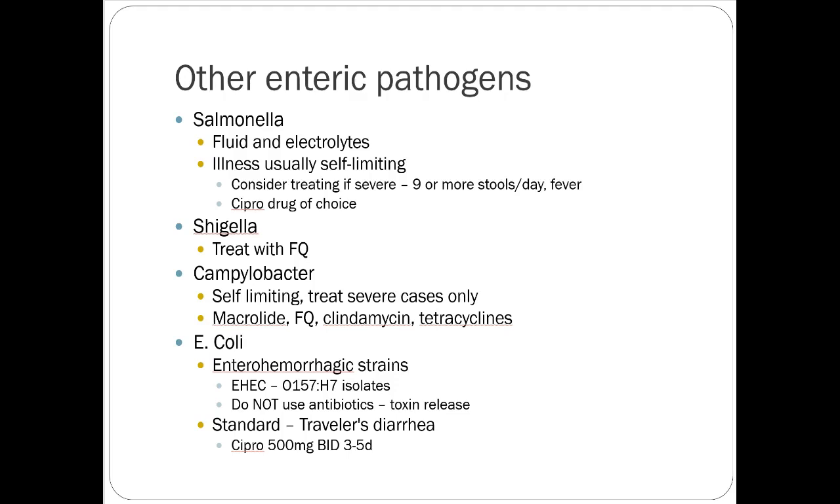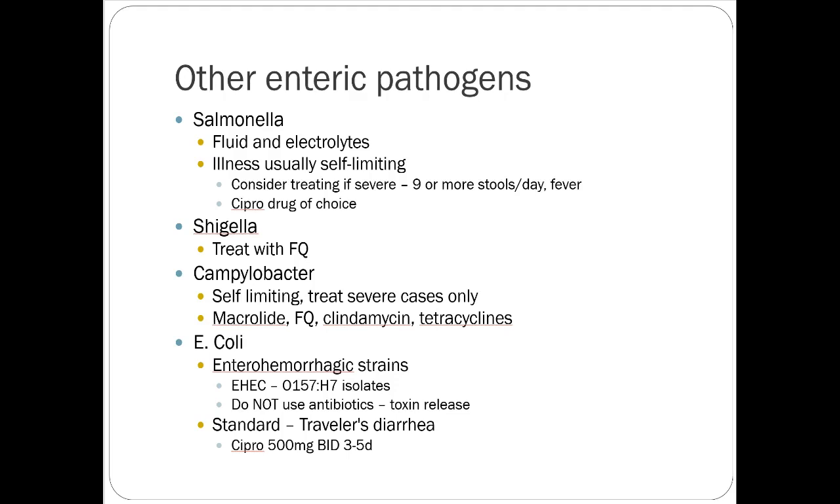Other things that are more associated maybe with food poisoning or traveler's diarrhea, for the most part, some of these are self-limiting. So like salmonella is usually self-limiting. If there's ever severe illness, like with really frequent diarrhea or febrile, you could consider antibiotic therapy or even hospital admission, especially if the person's dehydrated. Shigella we usually treat with a fluoroquinolone. Campylobacter is self-limiting, but you can treat it with a fluoroquinolone as well.